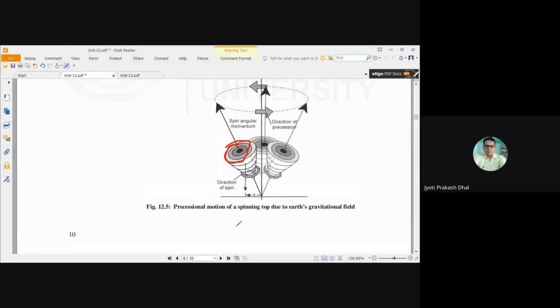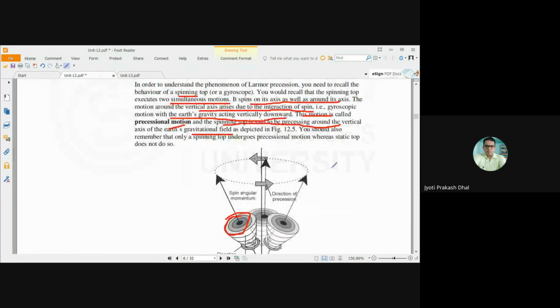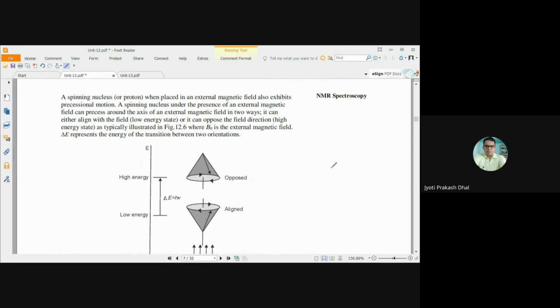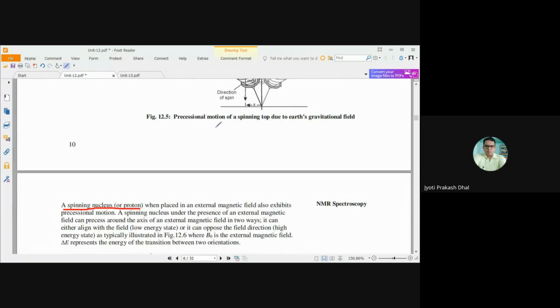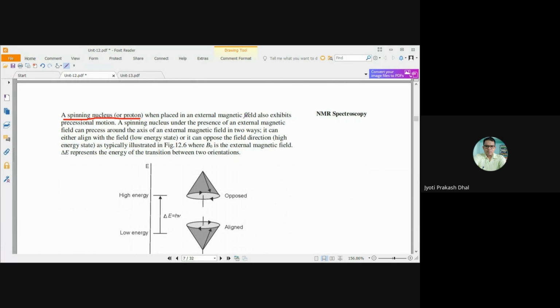That means the spinning top will undergo motion around its own axis as well as around the vertical axis. So if you consider a spinning nucleus, that is a proton, 1H1, as a spinning top, then when placed in an external magnetic field it also exhibits precessional motion.